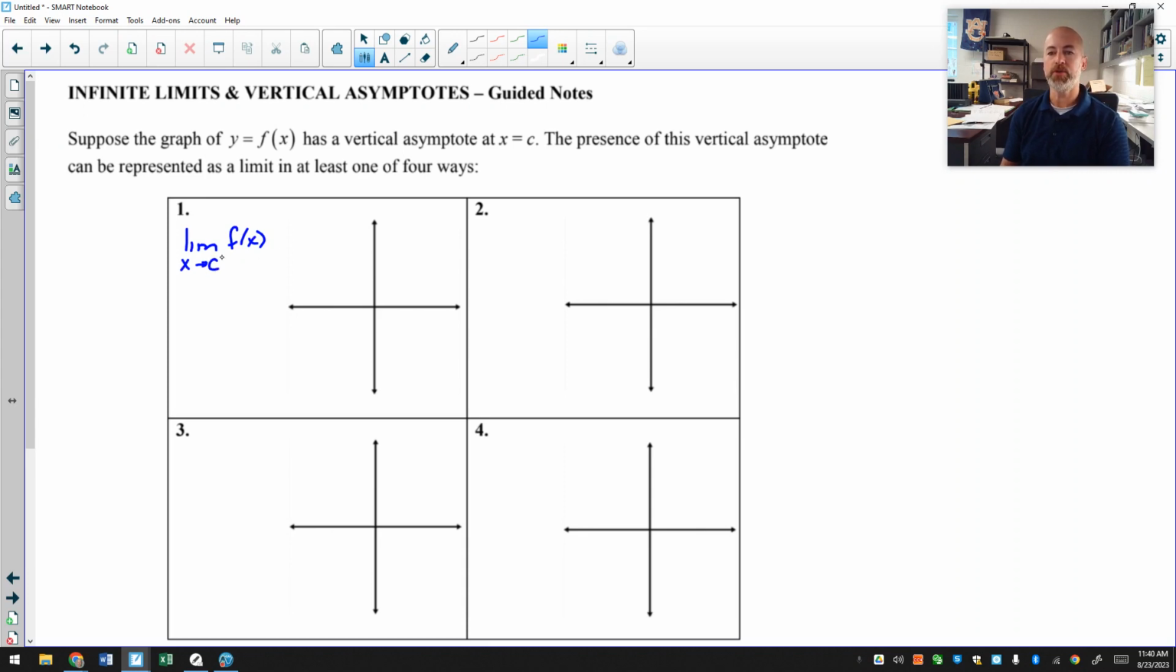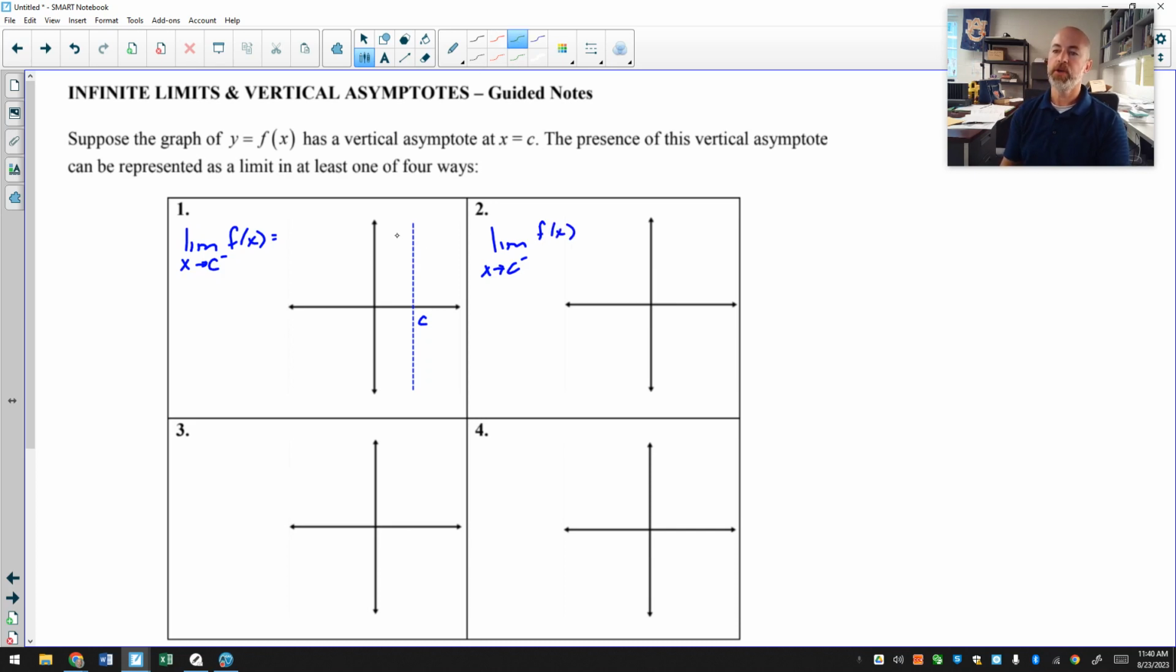And let's say we're coming to that vertical asymptote from the left side. So I'm going to draw a vertical asymptote at just some random spot. I'm going to call that c. So there's x equals c. And if you're coming to that vertical asymptote from the left, and I'm going to do it again over here, limit as x approaches c from the left, your function could be doing one of two things.